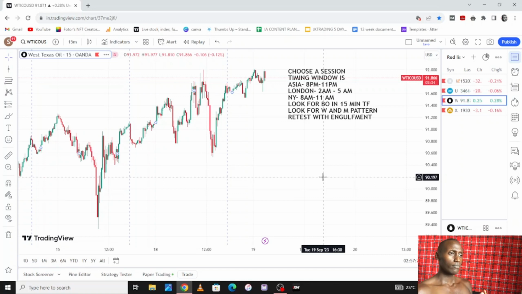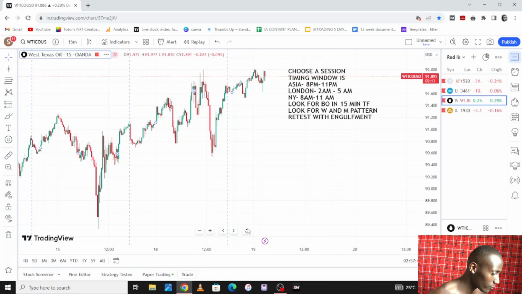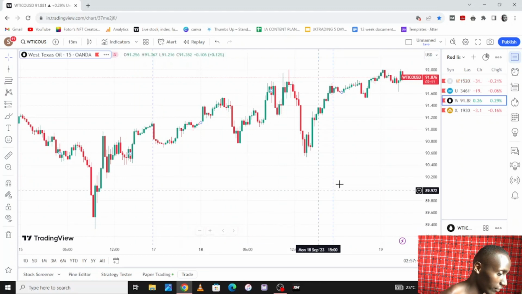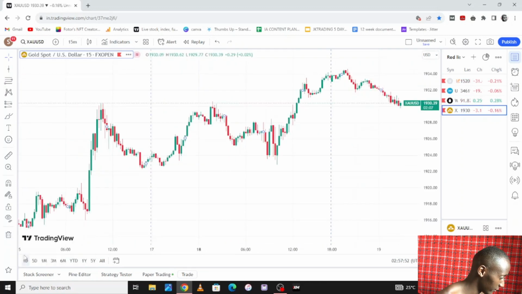Now, this is not a perfect setup. It will be profitable in the long run, but you will have to take many trades. You're a beginner. Take many trades and learn from the winners that you take. So let's look at a couple of examples. So let's start with gold. I was just backtesting it.